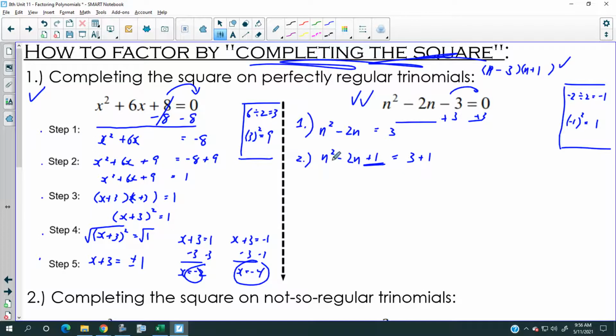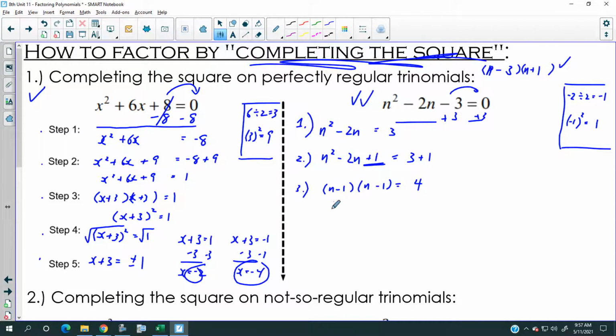Because now we have a perfect square trinomial, right? So I'm going to rewrite that. All right, now 3 plus 1 is 4, all right? So let's see, that should be n. Now, how do we get this? Well, it's n minus 1 times n minus 1, right? That's how I get n squared minus 2n plus 1 on the left side.